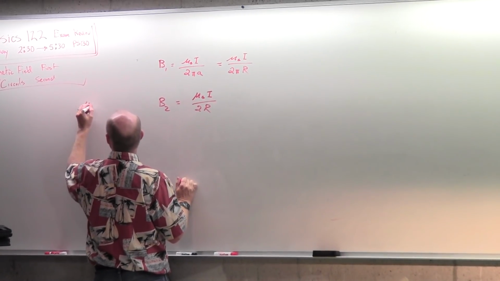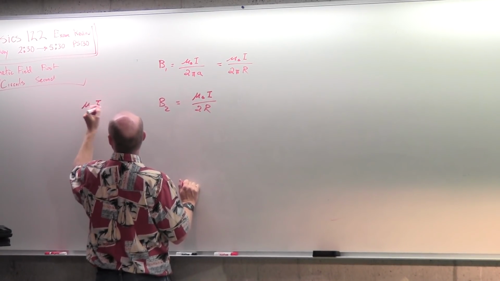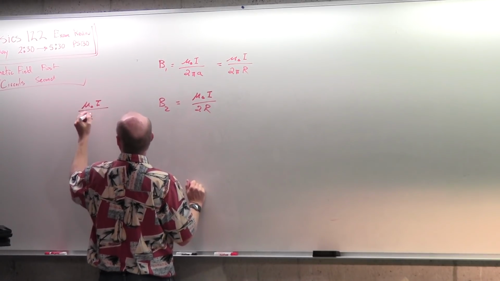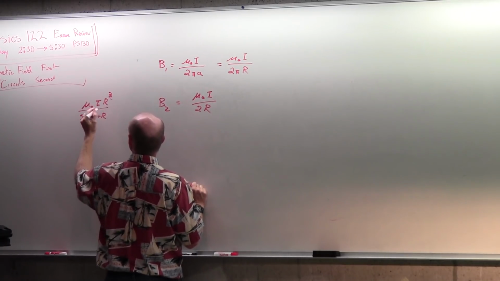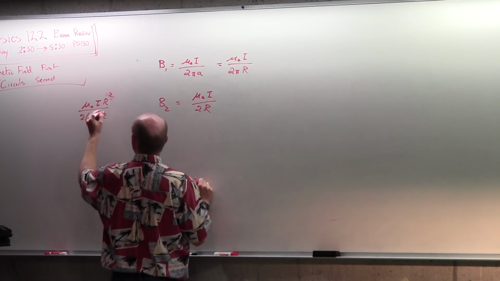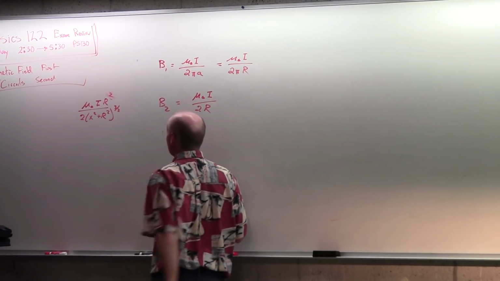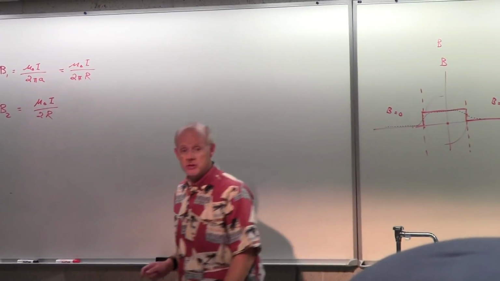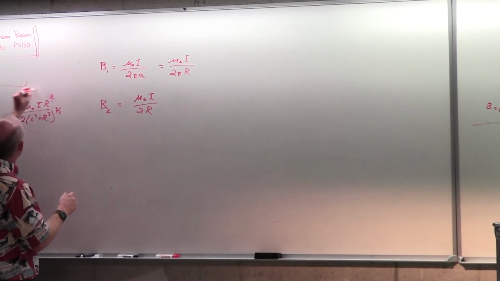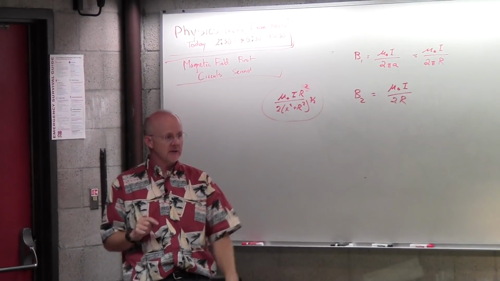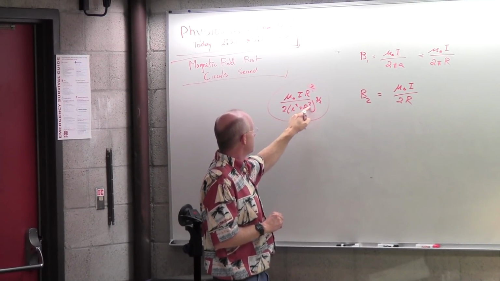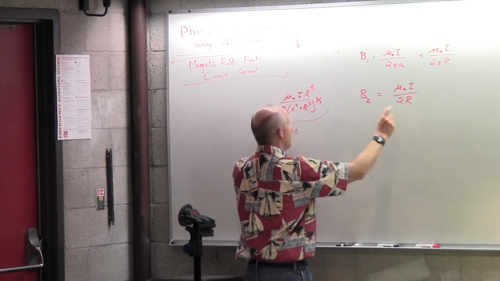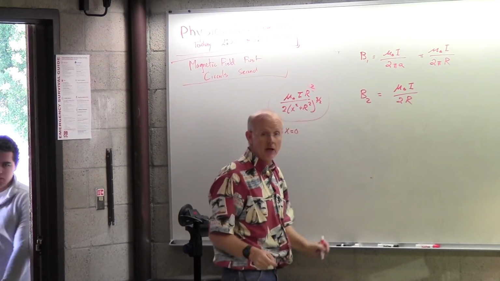What is this? This whole thing was mu naught I R squared over 2 times the quantity R squared plus x squared, no, cubed, that's what it is. Cubed? No. Squared. R squared plus x squared to the 3/2 power. So some of you are looking at me like I'm crazy, but this is the one I'm using. I'm using the one for the magnetic field from a circular wire along the axis of symmetry. If you set x equal to 0 here, this becomes an R cubed over an R. That's where the R comes from. There's the 2, there's the mu naught, there's the I.